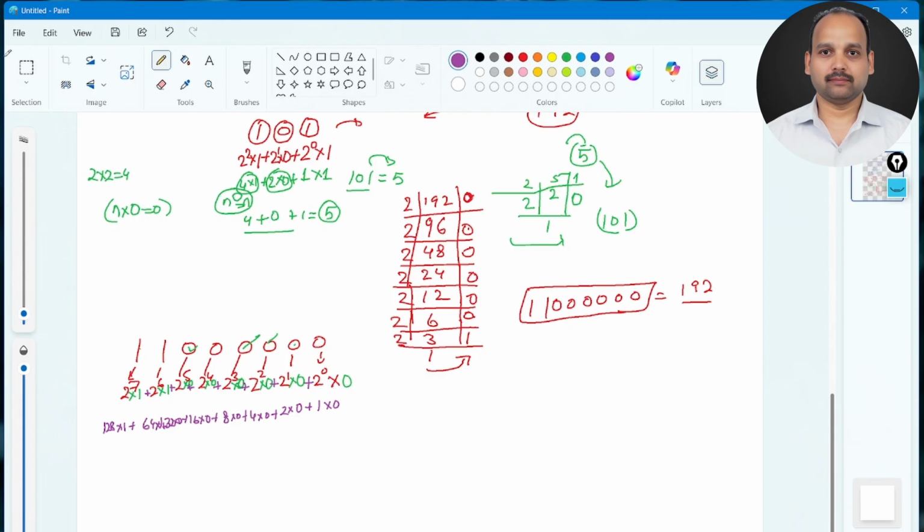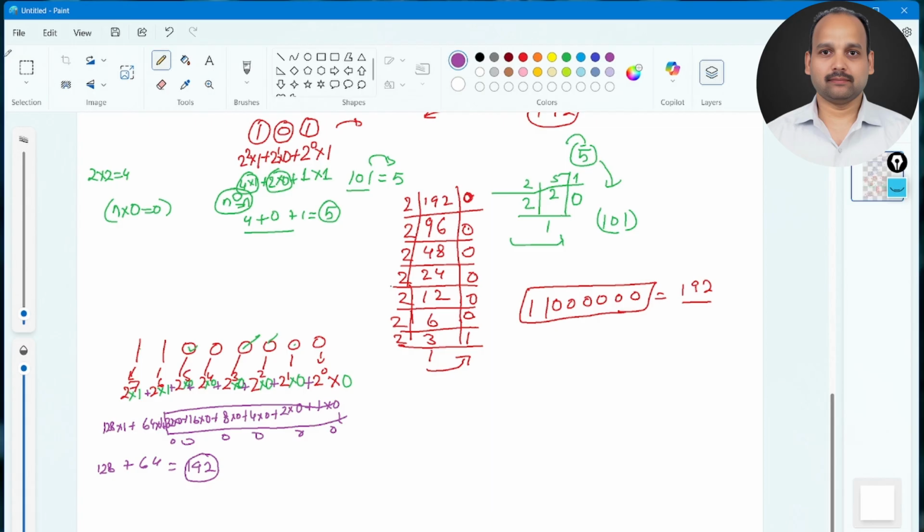So if you see, from 32 down, all values are multiplied by 0, so these values will be 0, 0, 0, 0 and 0. So these are not used for us, but 64 into 1 means 64, plus 128 into 1 means 128. If I add these two values, the value will be 192.